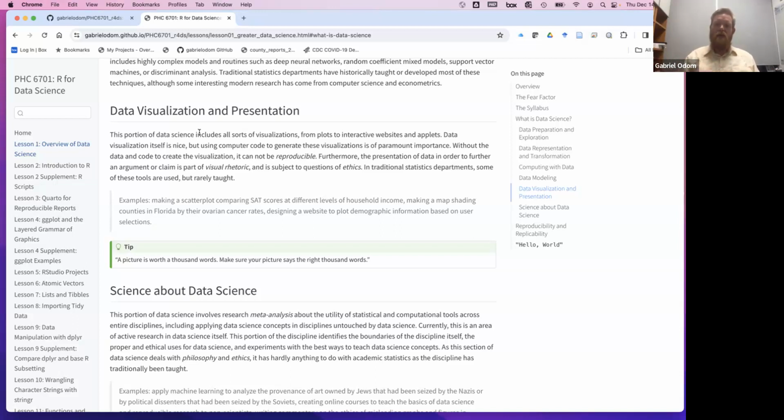So it's very important to get the data visualization right. This comes up some in traditional statistics departments, that you'll have a data visualization. You might have a data visualization course.